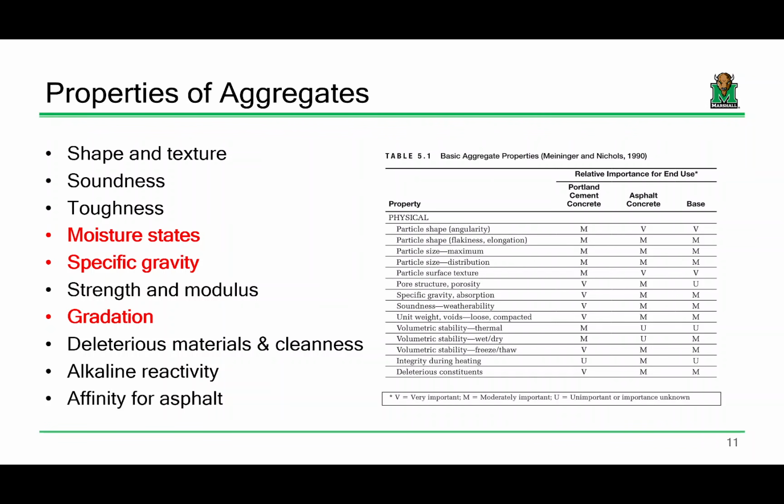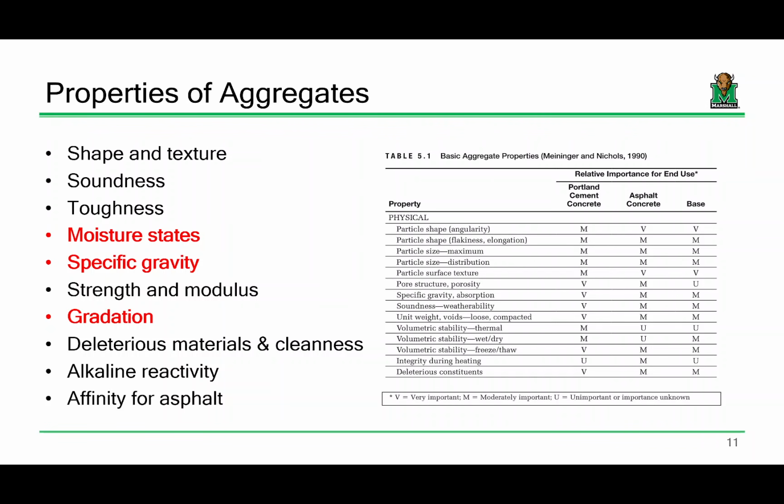And what we're really focusing on for the purposes of engineering computations are these three right here: moisture state, specific gravity, and gradation. It's not to say we're not going to talk about the others. For example, we'll talk about shape and texture. And is shape and texture important? Well, yeah, it's important. We're going to have labs on that. But in terms of computations, these are the three that are important.